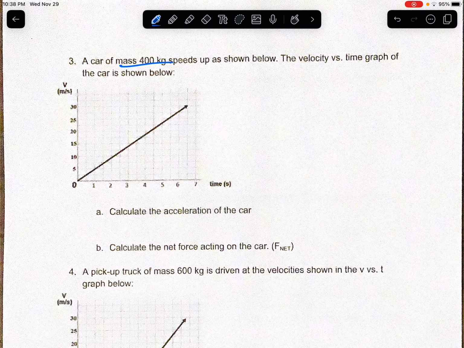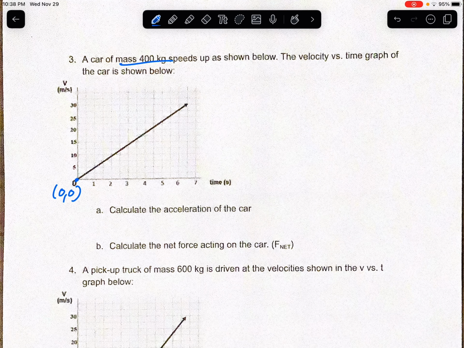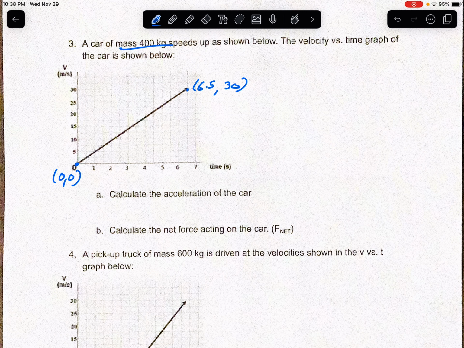Calculate the acceleration of the car. So I'm going to use points. 0, 0, that's an easy one. And for this one, what I got is 6.5, 30. So I'm going to do y2 minus y1. So acceleration is going to be 30 minus 0 over 6.5 minus 0.